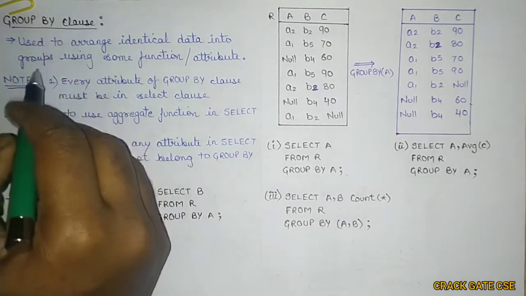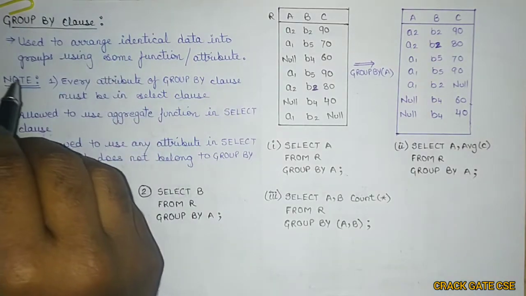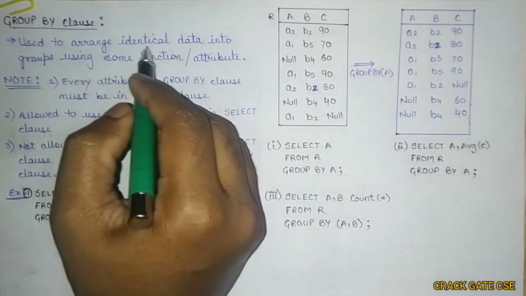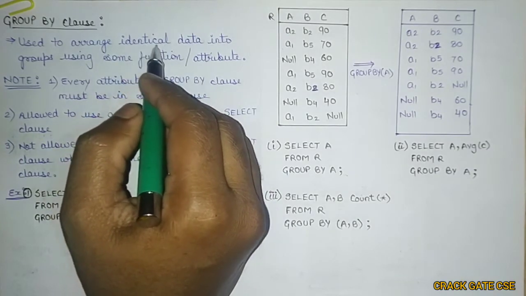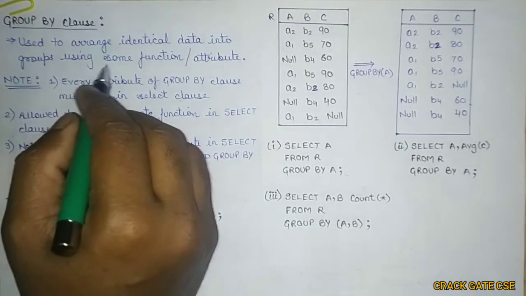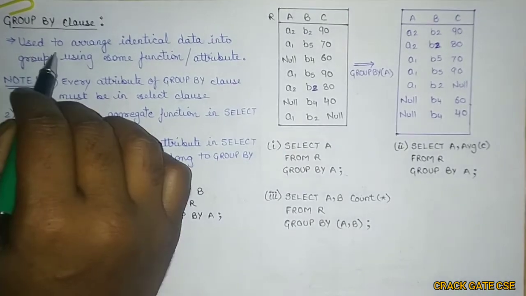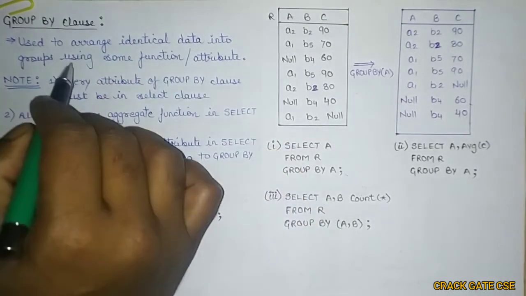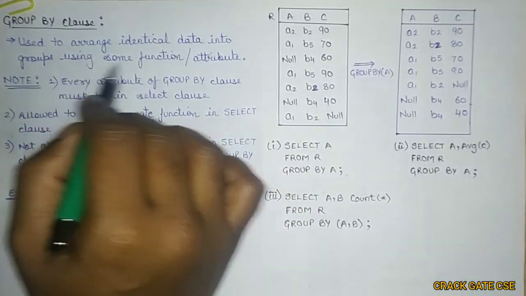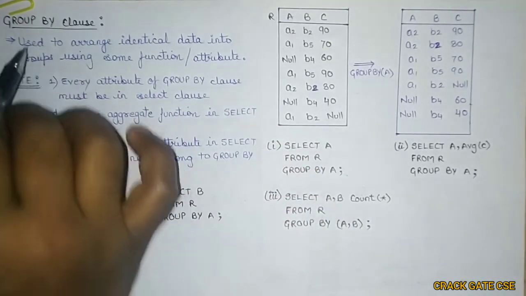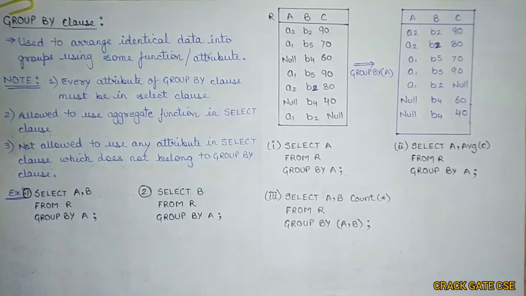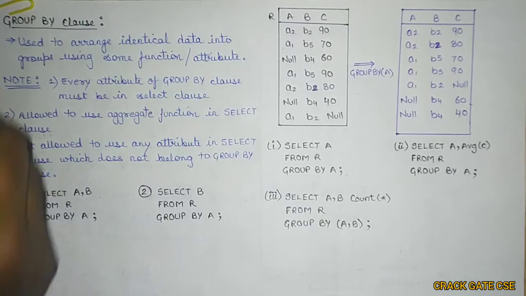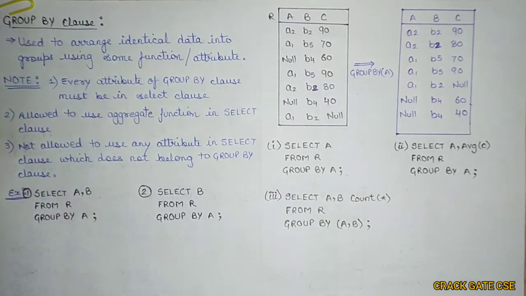In the group by clause, why is this group by clause used? This is used to arrange the identical data, or we can say the homogeneous data, into groups using some function. If we have to arrange the same kind of data into groups, then we use some function or attribute to do that, which comes under the group by clause. There are some important points that you need to understand before going with the queries using group by clause.